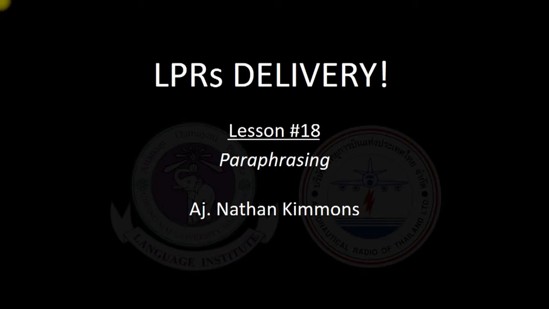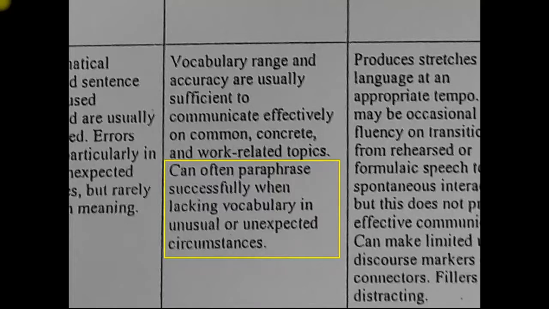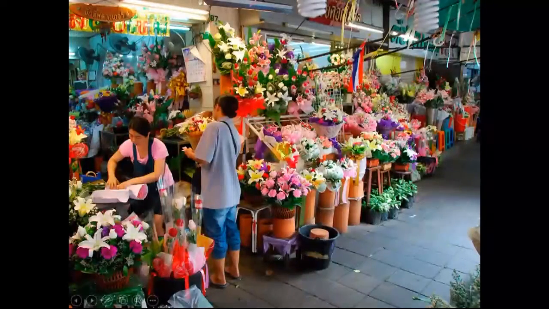Today we'll be talking about a skill called paraphrasing. If we look at your descriptors to get your operational level 4 in the area of vocabulary, we see this little part here. Can often paraphrase successfully when lacking vocabulary in unusual or unexpected circumstances. Now, what they mean by paraphrase is something like this.